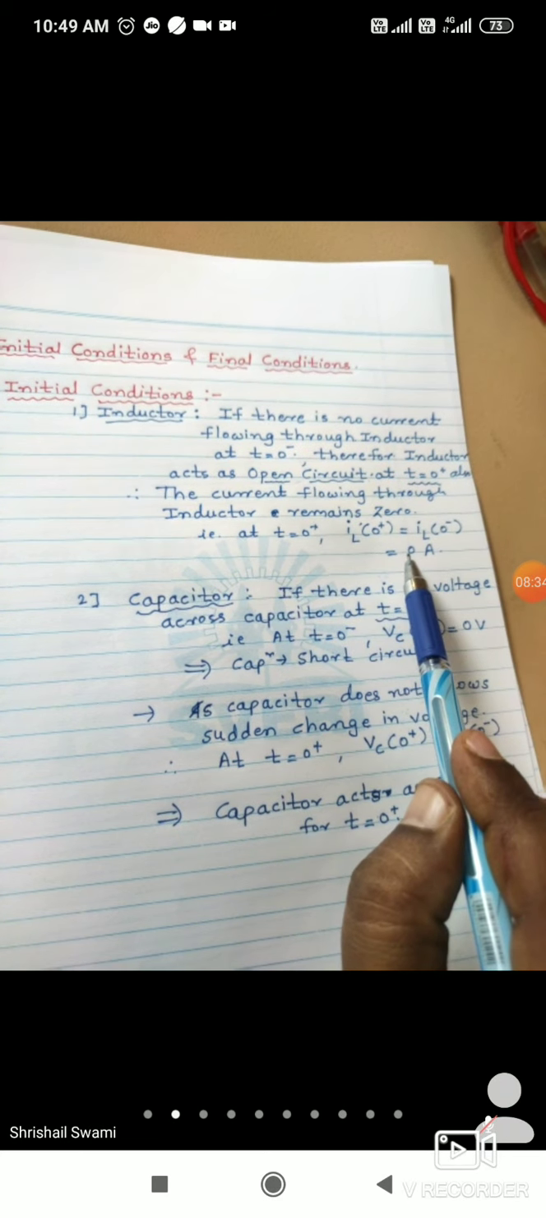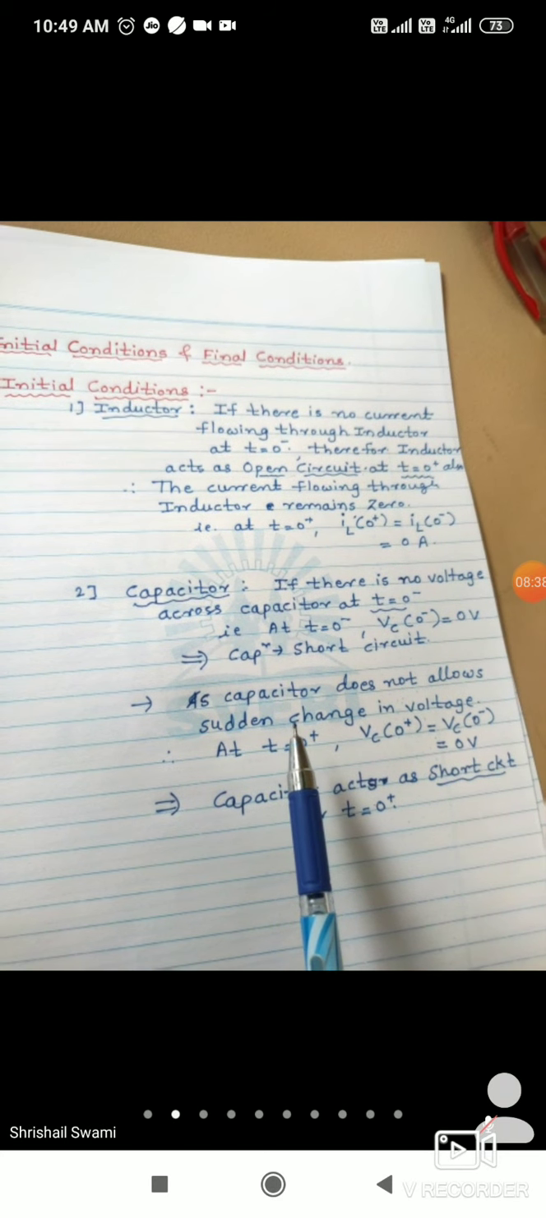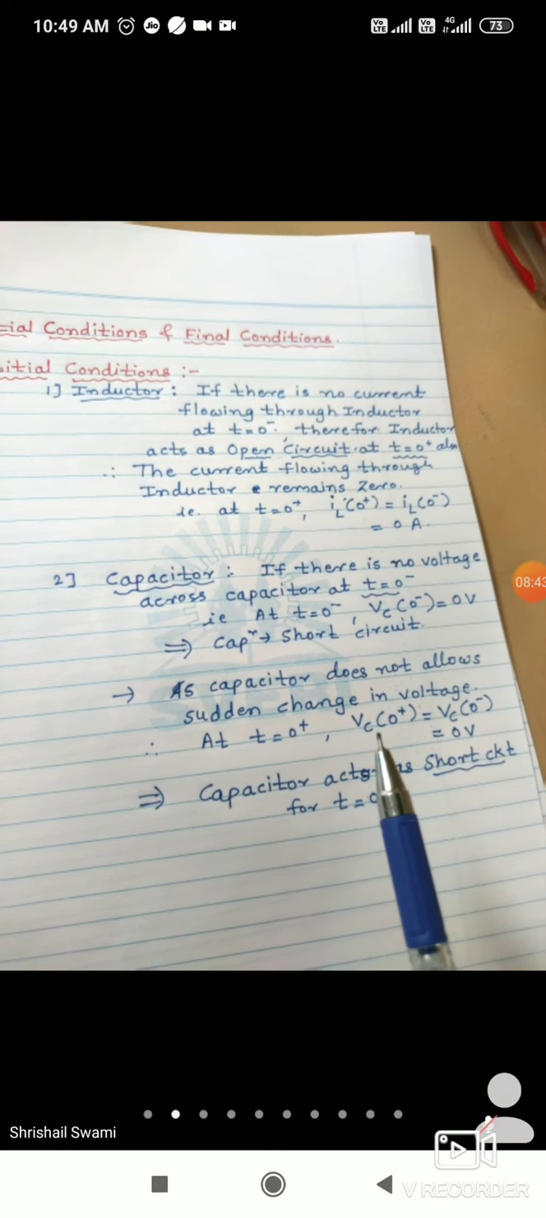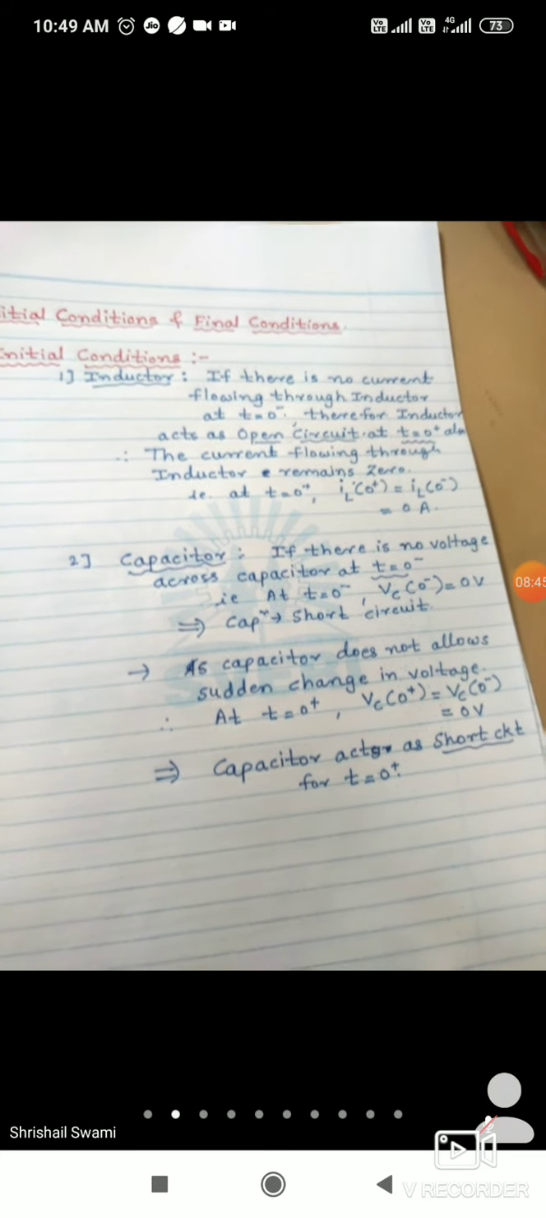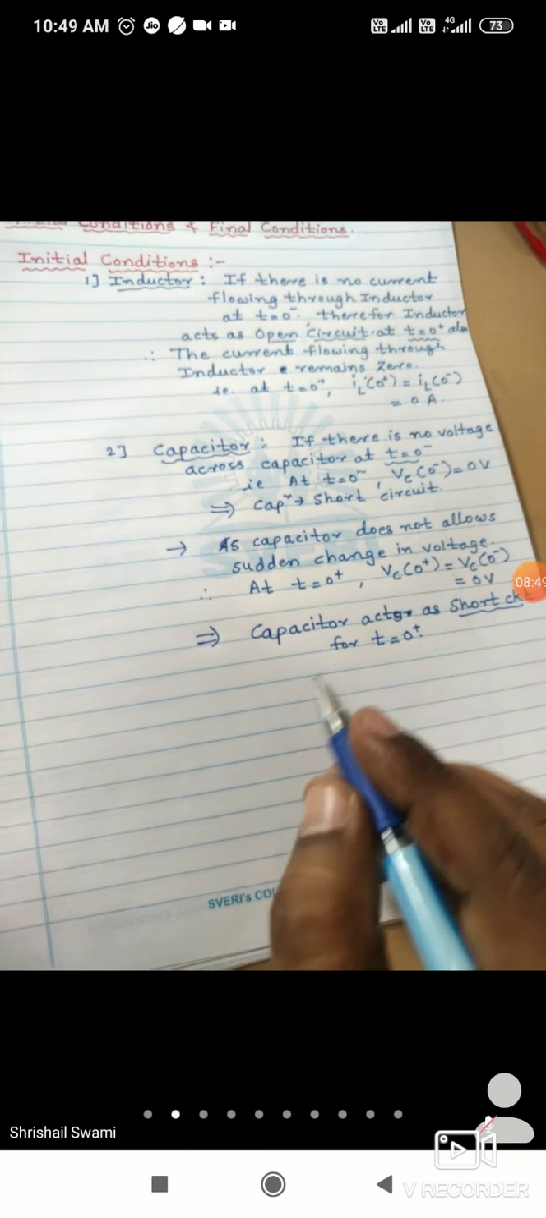म्हणजे इनिशियल कंडिशनला जे काही करंट व्हॅल्यू असेल तेच आय ऑफ 0 प्लस ला पण असणार. Here also whatever the voltage across capacitor was present initially, that also carries for t is equal to 0 plus. Do you understand? So graphically we can understand more.